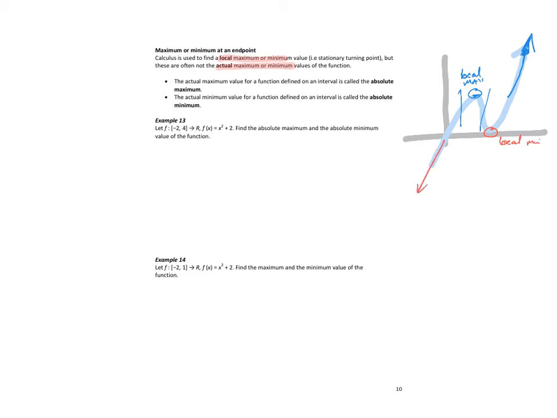So my stationary points aren't necessarily the smallest or the largest values of the function. They're just the local smallest or largest. If we want to know the actual largest or smallest, we refer to it as the absolute maximum or the absolute minimum. All right, so if we rub out all that stuff there, let's have a look at our graph where we've got a function that's defined over a particular domain, and we want to find the absolute minimum value of the function.